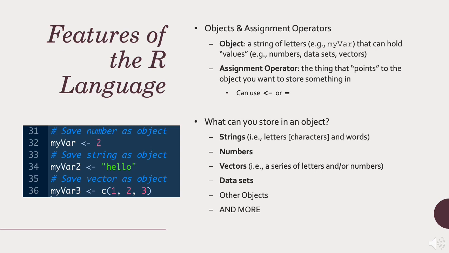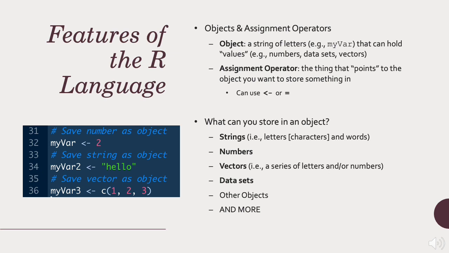Because I suspect many of you may not come into this with any coding background whatsoever, I want to tell you some features of the R language, basically setting down some terms so that when we're talking about certain things in the future, you know what we're talking about. So a key feature of R as a programming language is that it has these things called objects and assignment operators. Objects are some string of letters. So in this case, you can see myVar is a string of letters that can hold values. Values can be almost anything. It can be numbers, data sets, vectors, etc.